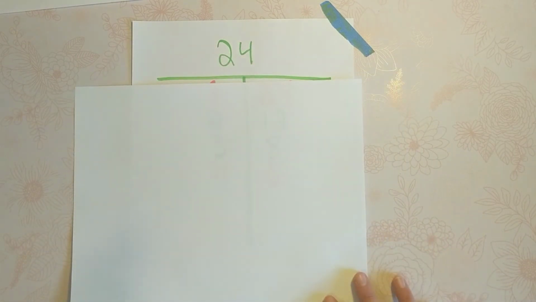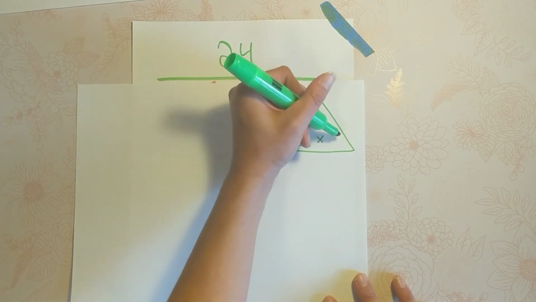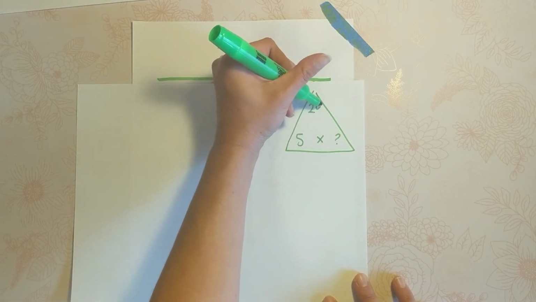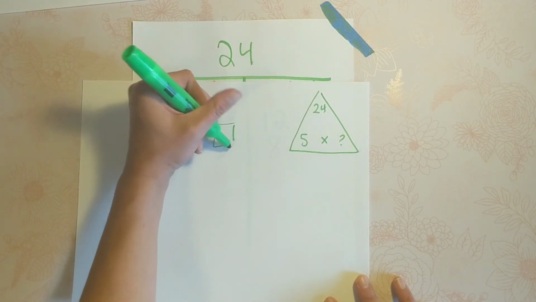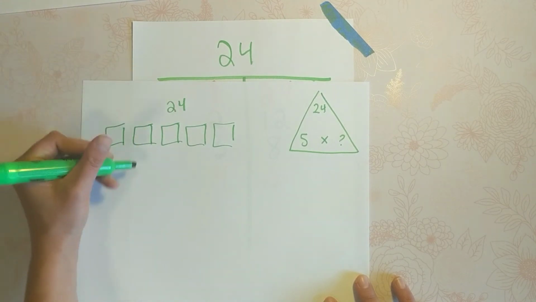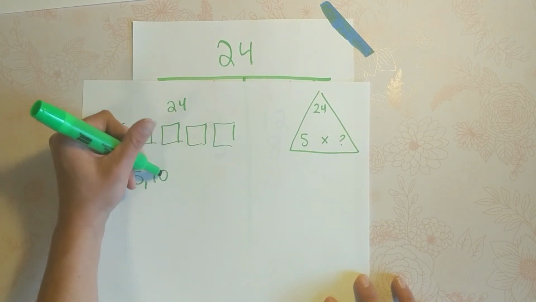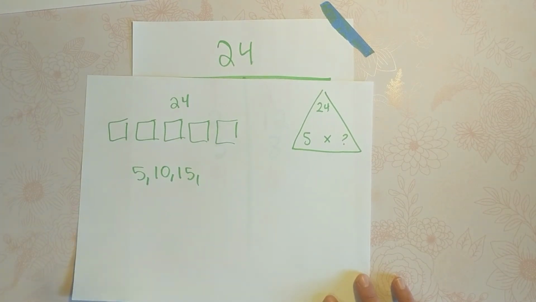So is 5 a factor of 24, meaning can you multiply 5s to get to 24? Can you divide 24 equally into 5 groups? Can you skip count your 5s to hit 24? I want you to give it a try. Pause the video and then come back.